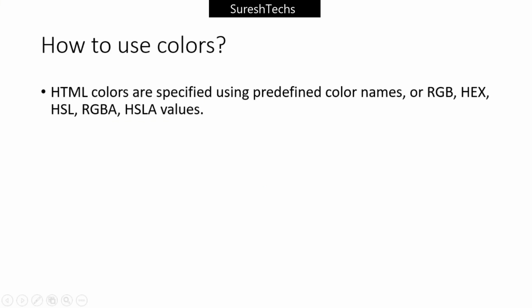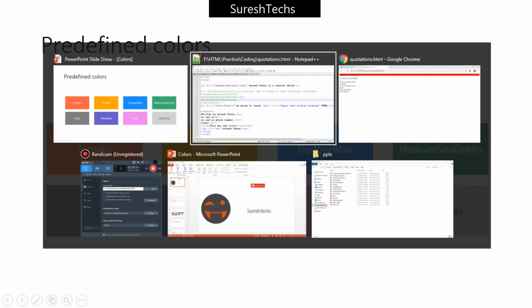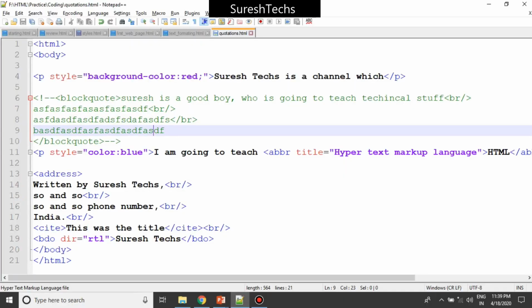There are different ways available such as RGB, HEX, which is basically hexadecimal, and then HSL, hue, saturation, lightness, and then RGBA, where A stands for the alpha channel. Now the first one is predefined colors. There are some predefined colors already available for us from HTML. Now these are the predefined colors available from HTML. Now if I say tomato, I can use all these predefined colors to provide styles to my page.